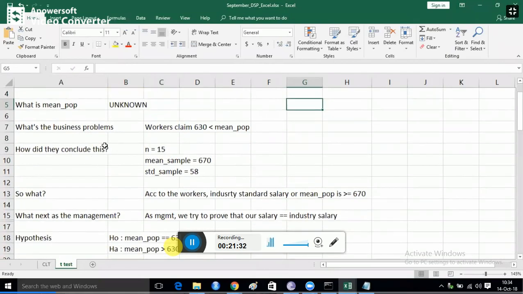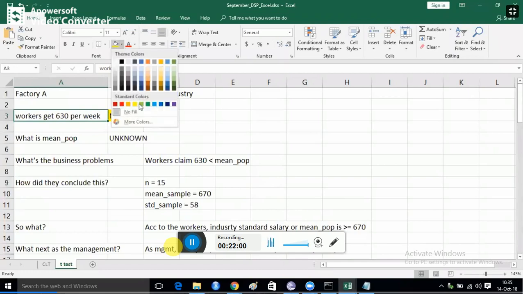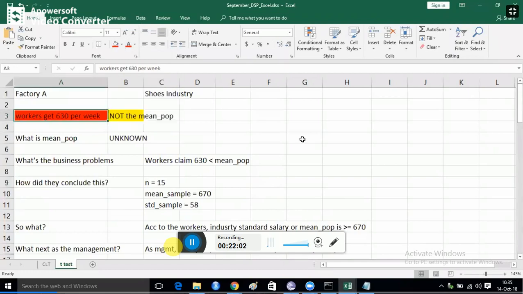Yeah. So what these workers are saying is, hey, I have taken a sample of 15 people, and this is the mean that I have got. So this is the population mean. This is what they are claiming. I mean, for 15 people's salary, they're saying that everyone receives this kind of salary, right? Yeah. So 630 was... Oh, forget 630, don't get into the 630. 630 is something these people are receiving. 630 was never a population mean.